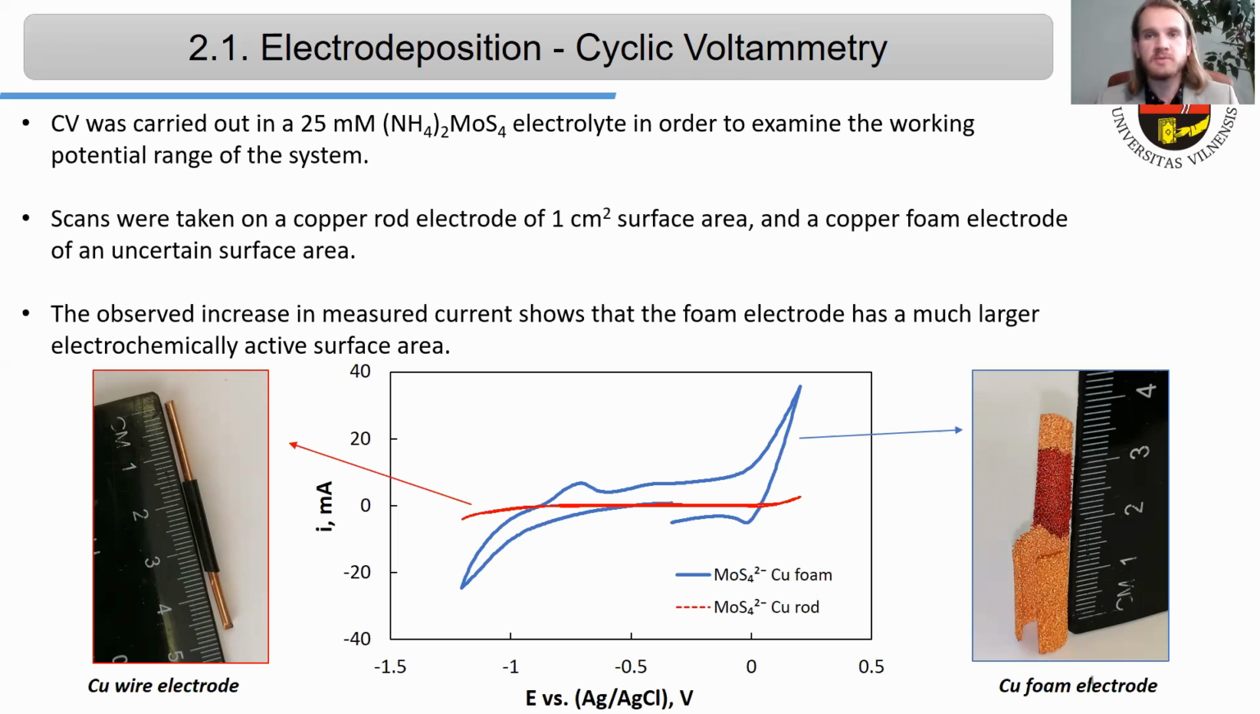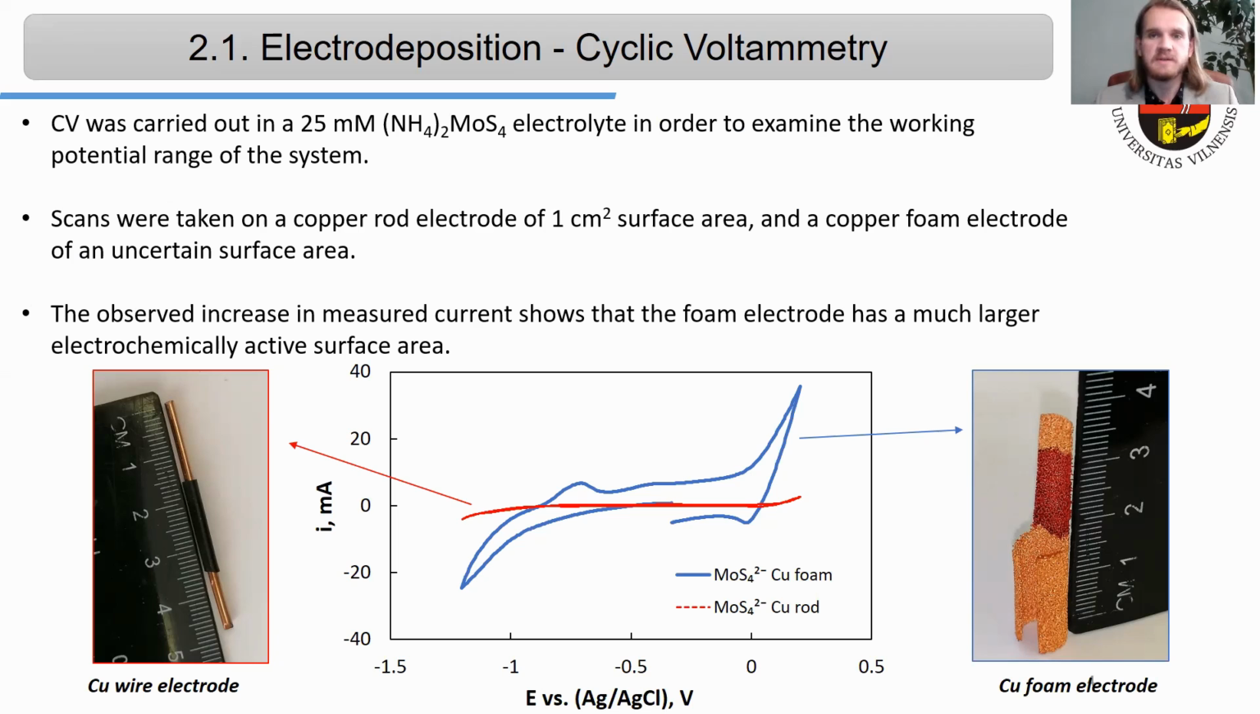The actual substrate electrodes used are pictured below to the left and to the right. And here I must point out that the wire electrode is only presented for comparison, and all of the subsequent experiments were carried out on copper foam electrodes. So from the actual CV scans, it is first of all apparent that the magnitude of the current is much larger for the foam electrode, which is obviously related to its larger surface area.